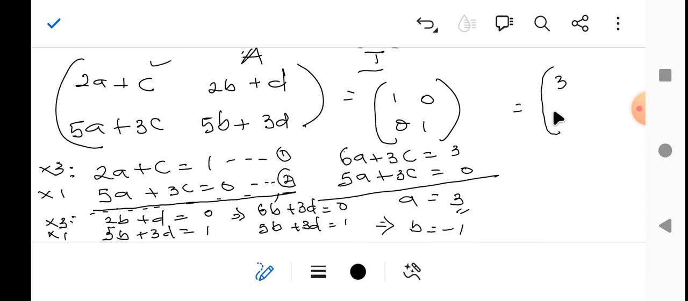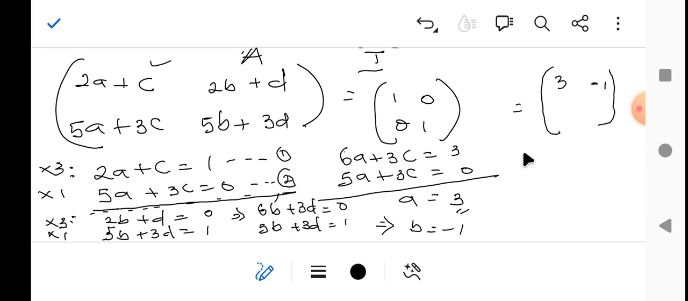Fantastic. So here I'm going to have b should be somewhere here, minus 1, right? Good. So I've gotten a, I've gotten b. So I can substitute a into this place to get c, since 2a plus c is equal to 1. So which means if I'm making c the subject formula here, I'm going to take 2a to the other side. So c is going to be 1 minus 2a.